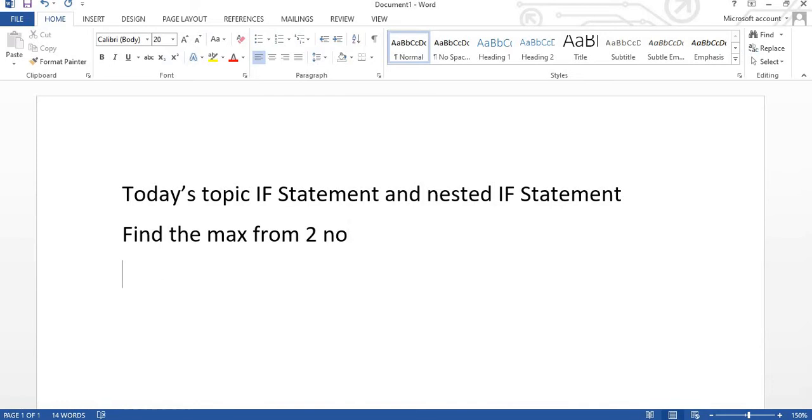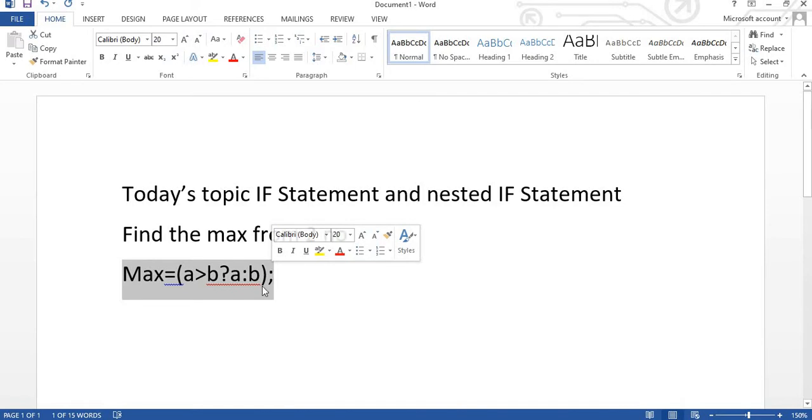So you're taking a variable max where you store the answer, and you are giving a condition, suppose a is holding a value and b is holding a value. So a greater than b, then question mark, then a, otherwise b. This is your answer. You write these things to find the maximum value. First check this condition, based on this condition, this is the true value and this is the false value.